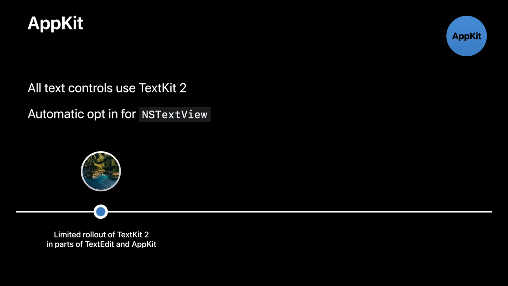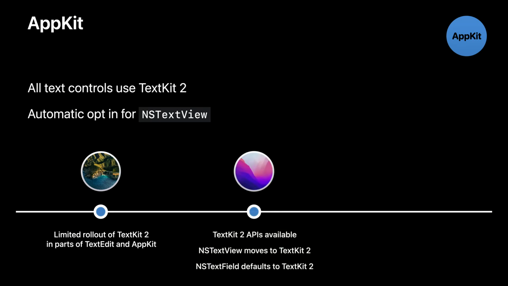And it's a similar story for AppKit. TextKit 2 first came to AppKit in macOS Big Sur. In macOS Monterey, NSTextField was upgraded to use it by default, and it was available for NSTextView by opting in. In macOS Ventura, all text controls use TextKit 2 by default. Just like UITextView, most NSTextViews get automatic opt-in to TextKit 2 and require zero adoption on your part.